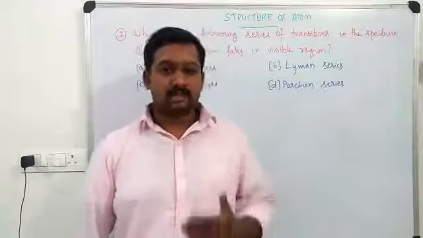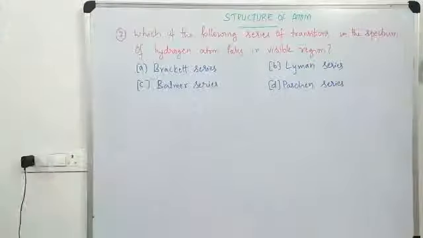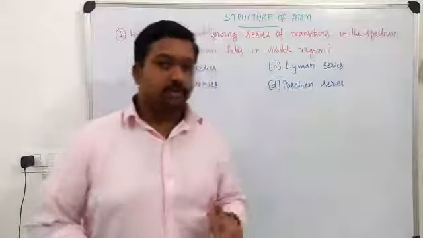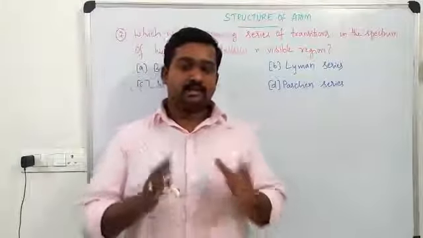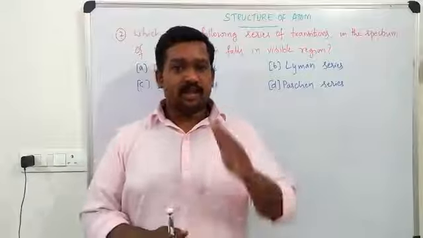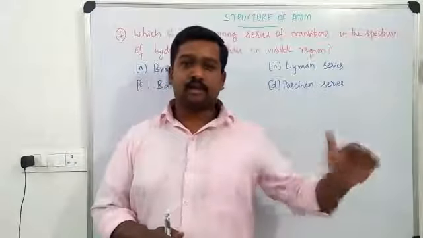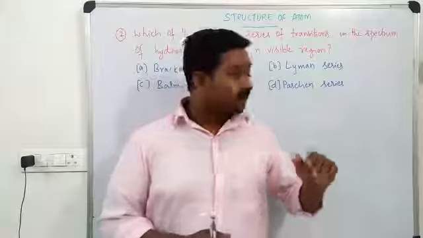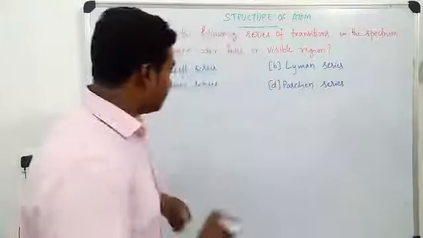Now let's take question number 2. Which of the following series of transitions in the spectrum of hydrogen atom falls in visible region? We have four options. In the hydrogen spectrum, we have got different series of transitions, and we have named those by the names of different scientists. To remember that, there is an easy way.